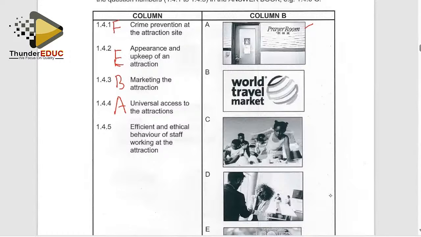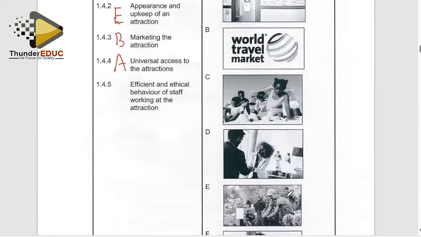So there's an element of diversity. So diversity is associated with universal access. Then 1.4.5, efficient and ethical behavior of staff working at an attraction. So we are going with the letter D.